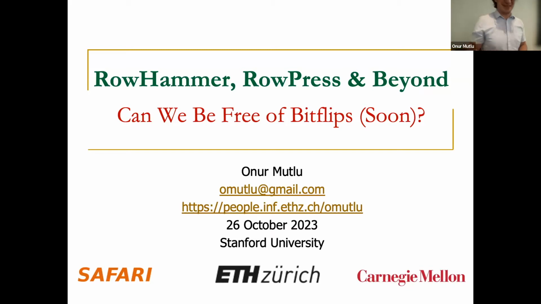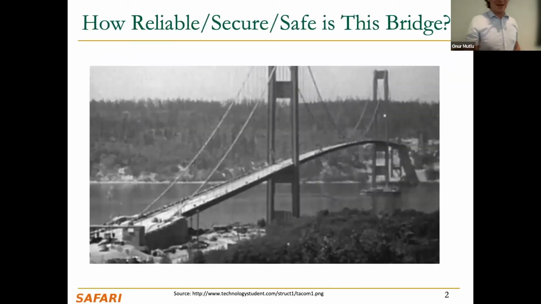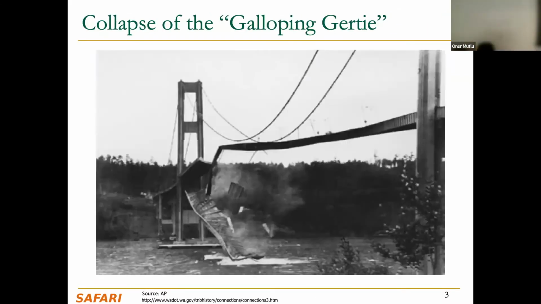Okay, let's get started. I'm going to talk about RowHammer, RowPress, and beyond. I have this title over here that probably everybody knows the answer to, but maybe we can discuss that at the end. How many people know of this bridge? Okay, what is it? The Tacoma Narrows. How many people have been over it? Probably zero, because this is what happened to that bridge in 1940.